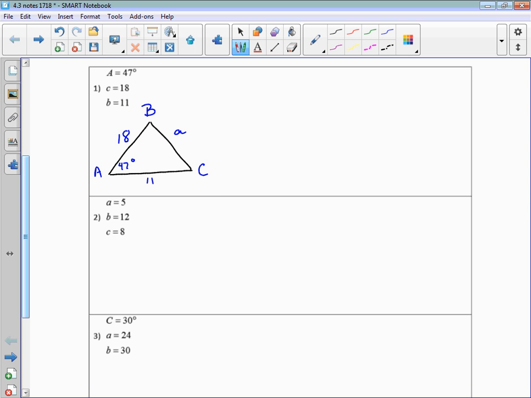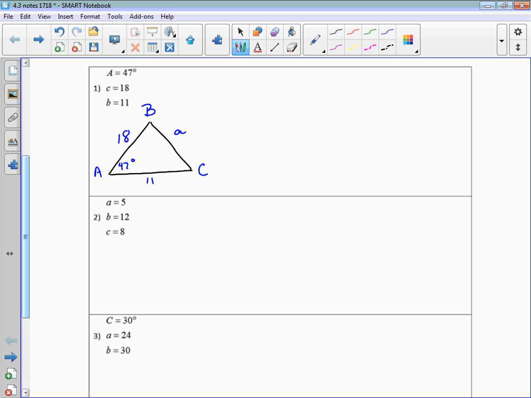Okay, guys, let's look at number 1. It doesn't really matter how I draw this. I'm in the habit of putting the angle I know in the bottom left, so that's why I did this. You just need to then make sure that side B is across from angle B, side C is across from angle C.